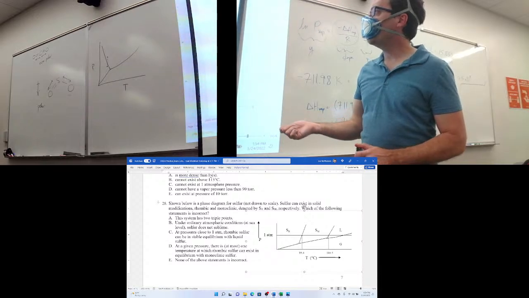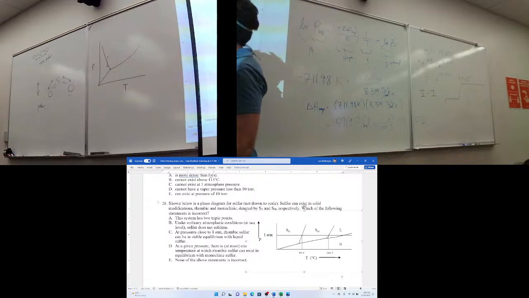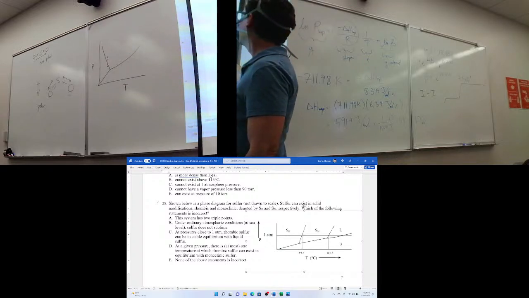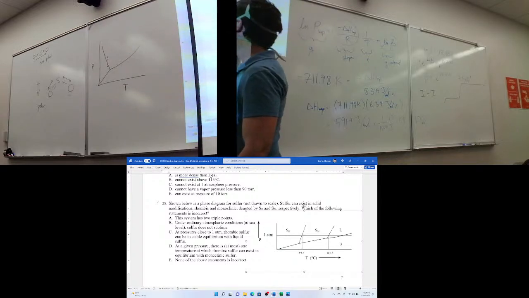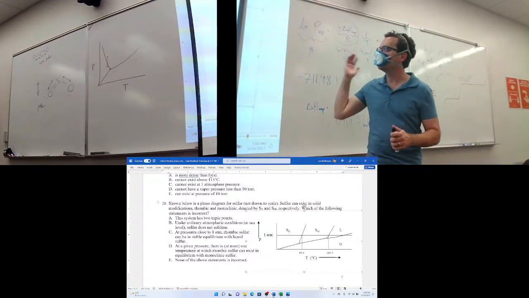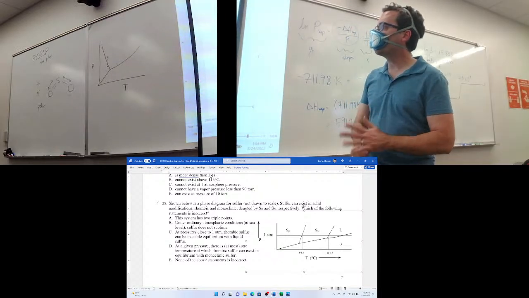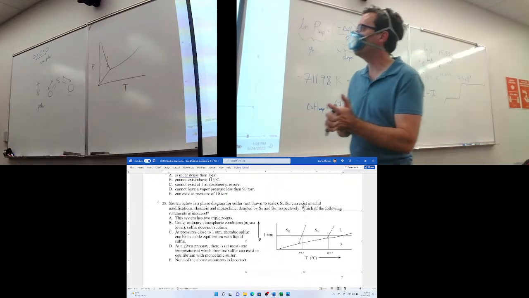Under atmospheric conditions, sulfur does not sublime. Yeah. You're going from solid to liquid to gas. There's no solid to gas. So that's true, I should say. It's not incorrect. At pressures close to 1 atmosphere, rhombic sulfur can be in stable equilibrium with liquid sulfur.